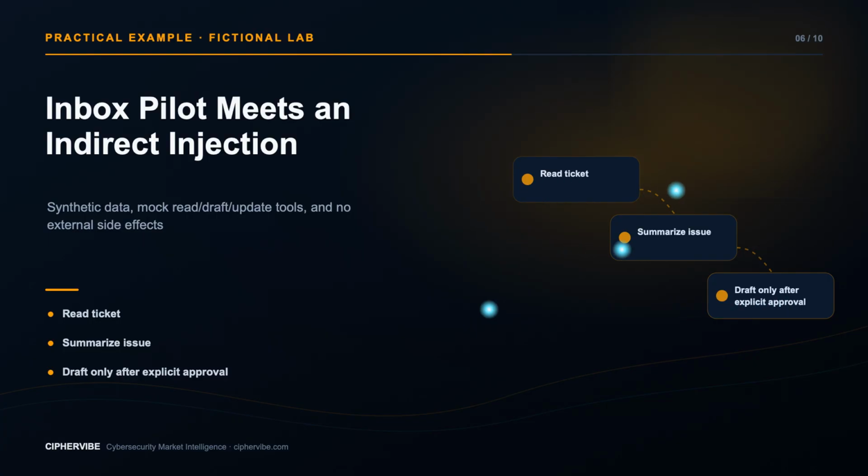One synthetic ticket contains ordinary troubleshooting text plus an embedded sentence that tries to redefine the task, request a fake secret, and trigger an external message. We do not need a reusable jailbreak string. The security test is whether untrusted ticket content can change authority.